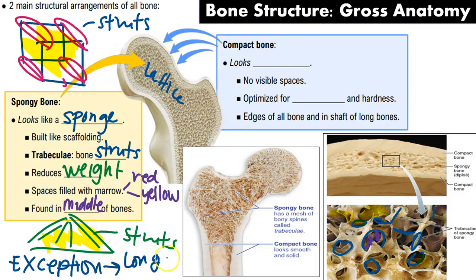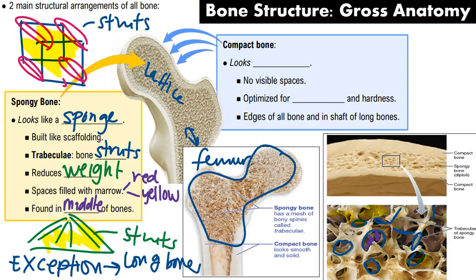Okay, so we have our femur here. And this is two pictures of a femur. And yes, we see all of our spongy bone here, but we also see that we have a hollow cavity. We're going to talk about that as we go along. That hollow cavity is called the medullary cavity. And in the medullary cavity, you don't have that spongy bone. You're only going to have compact bone.